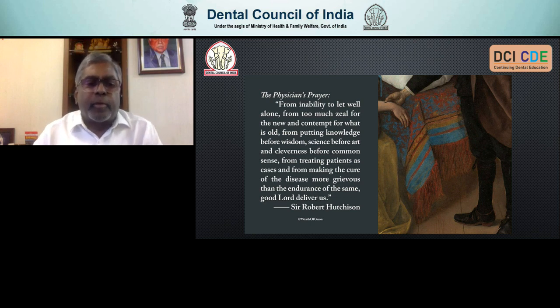Remember this prayer from Sir Robert Hutchison: from inability to let well alone, too much zeal for the new and contempt for what is old, from putting knowledge before wisdom, science before art, and cleverness before common sense, from treating patients as cases. This is something I really don't like. Refer to the patient with his name or her name rather than as cases. And certainly, finally, making the cure of the disease more grievous than endurance. Good Lord, deliver us. I think please keep this in mind every time you are going to treat a patient.